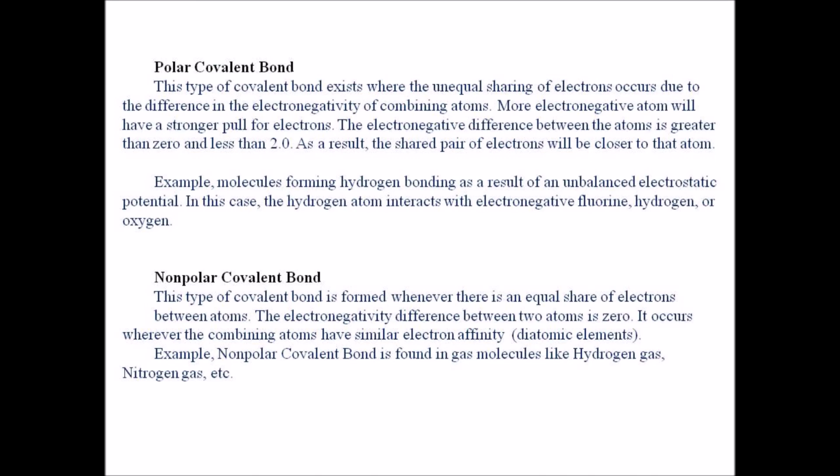This type of covalent bond is formed whenever there is an equal share of electrons between atoms. The electronegativity difference between the two atoms is 0. It occurs wherever the combining atoms have similar electron affinity. That means diatomic elements. For example, a non-polar covalent bond is found in gas molecules like hydrogen gas, nitrogen gas, etc.